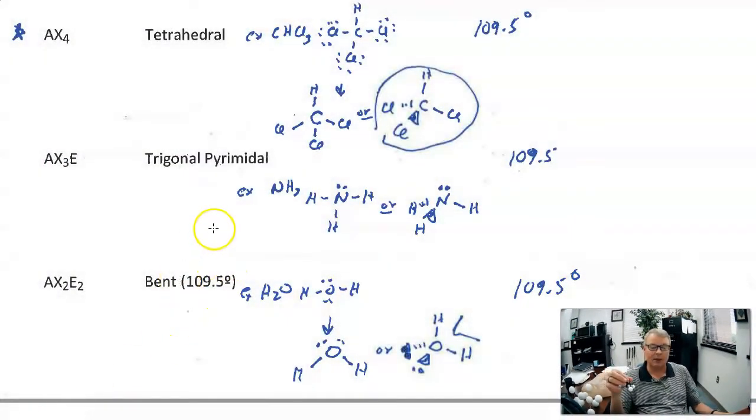Drawing it, basically just draw a tetrahedral, see? And then just erase this one off the top and just put a pair of electrons right there. And there you go. There's your shape. Make sense?